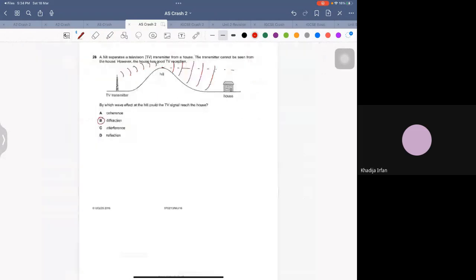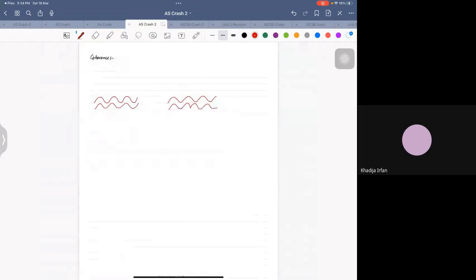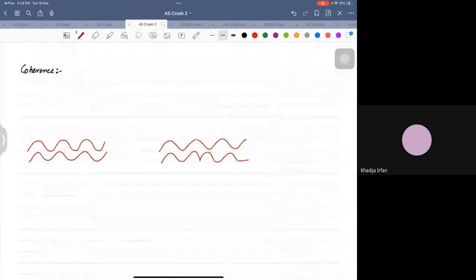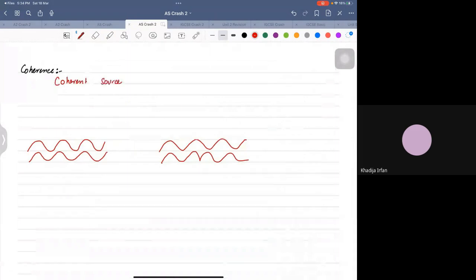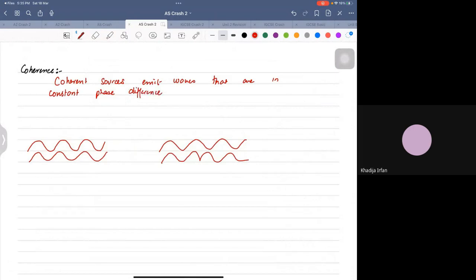Yeah. Now, going to coherence. Coherence is basically a term used for coherent sources. And when we say coherent sources, it means that coherent sources emit waves that are in constant phase difference, which means that if you look at this source, this is coherent.